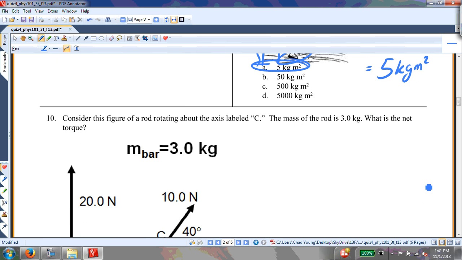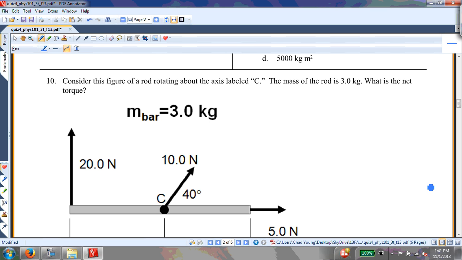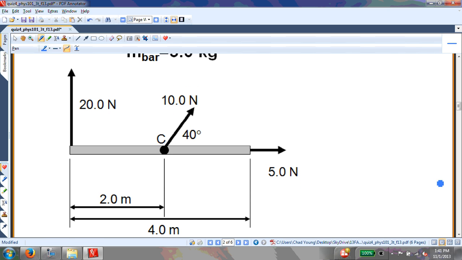All right. Consider this figure of a rod rotating about the axis labeled C. The mass of the rod is 3 kilograms. What is the net torque? Okay, so I just want to know the net torque rotating about this point. This torque is 0 because it's at R equals 0. This torque is also 0 because theta equals 180, and the sine of 180 is 0.